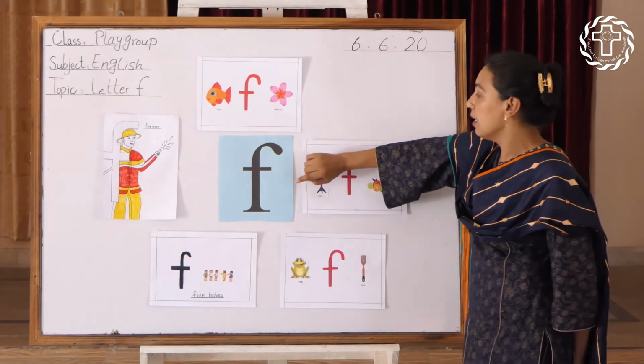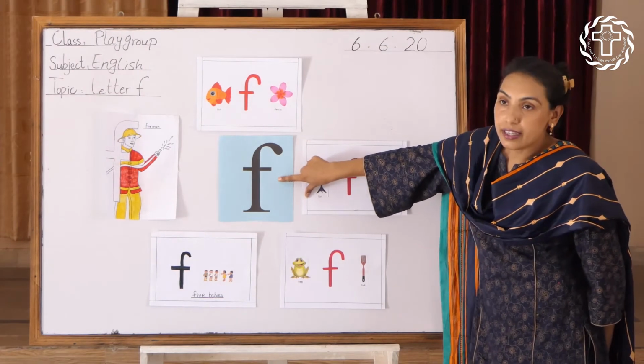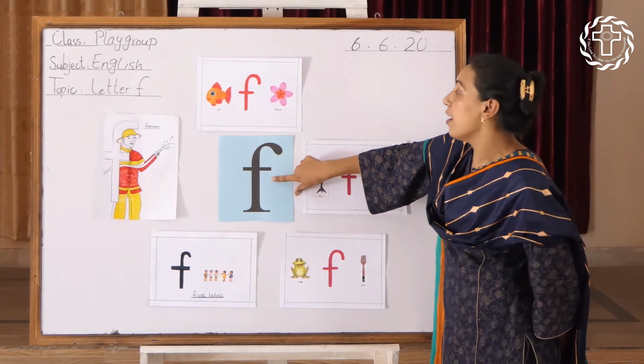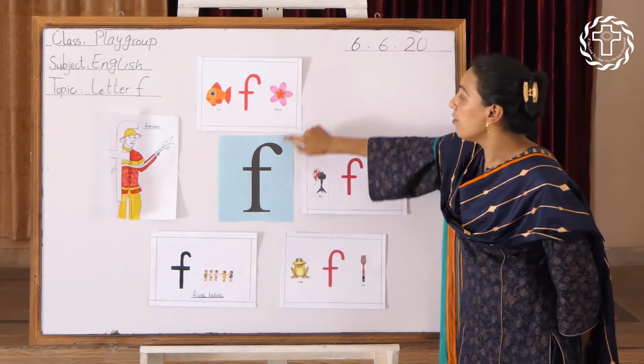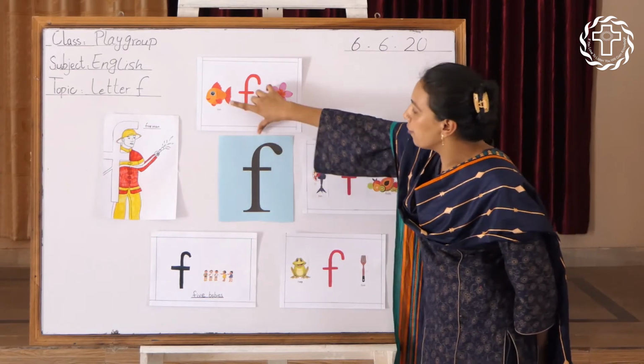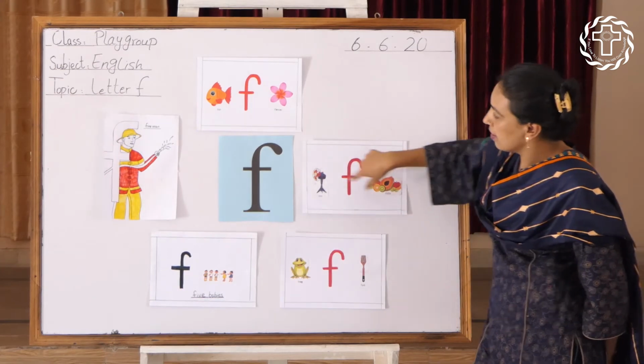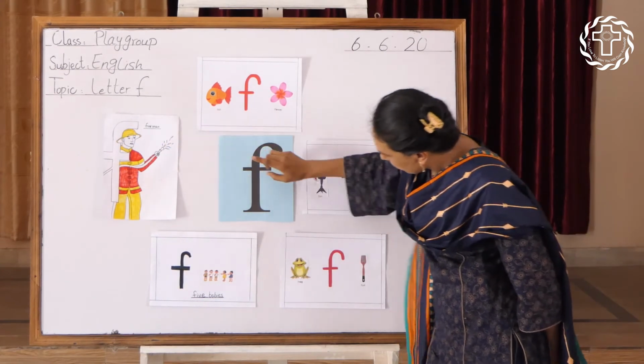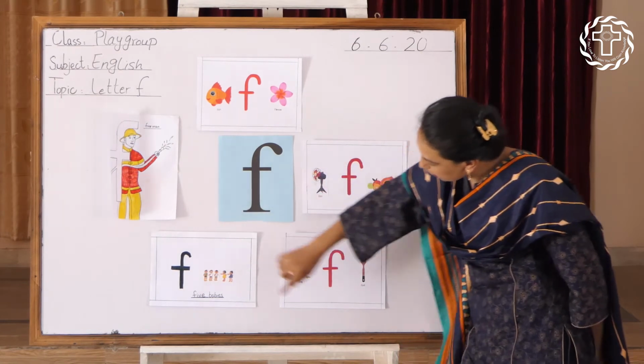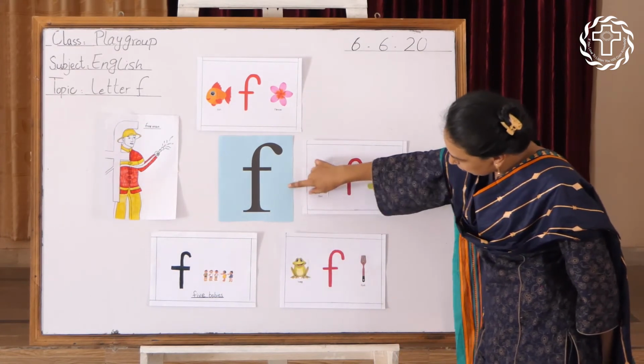Okay, again repeat it. This letter is F and the sound of F is for flower, for fish, for fan, for fruit, for fireman, for five, for frog, for fork.